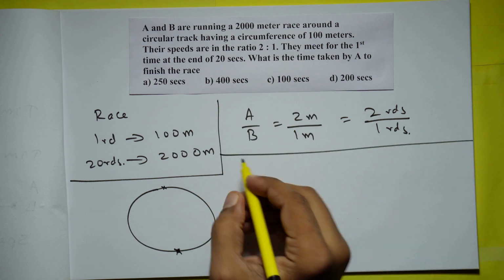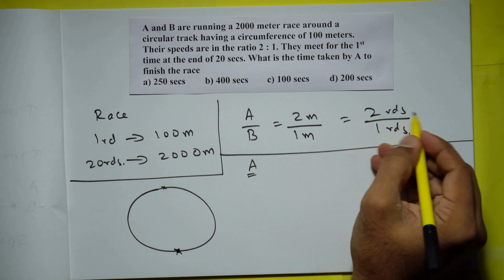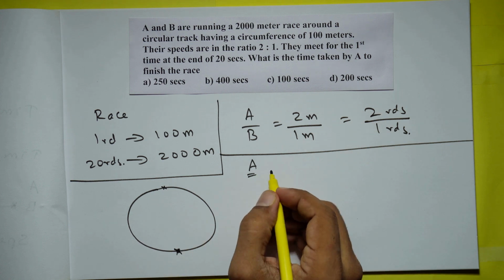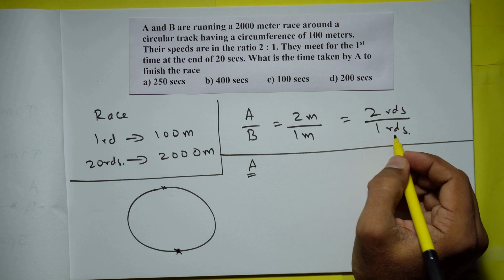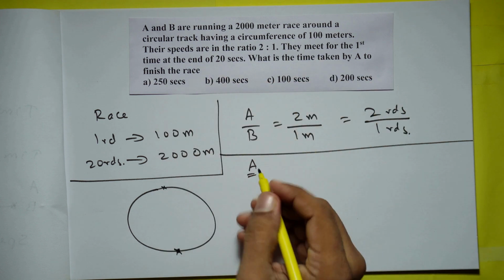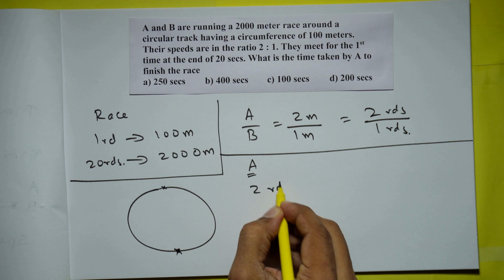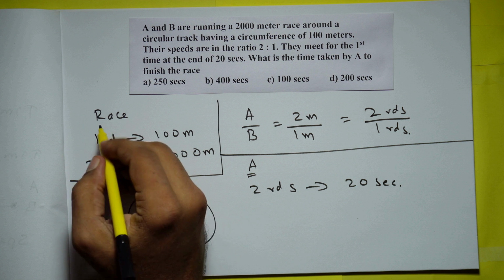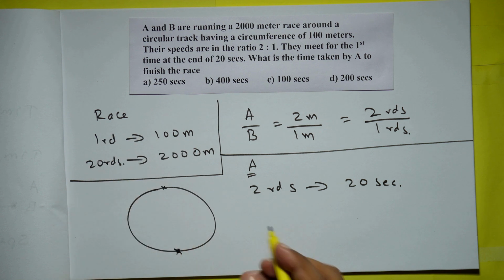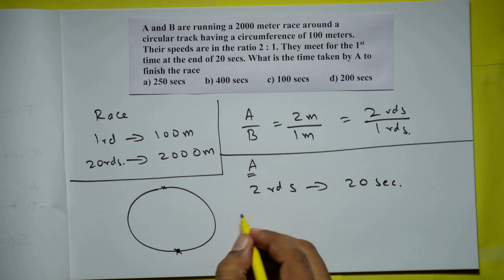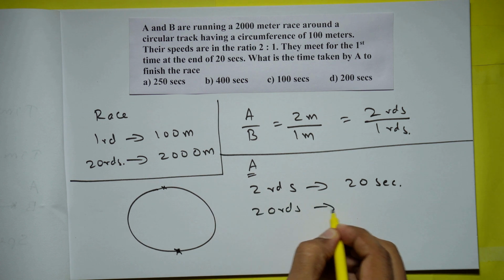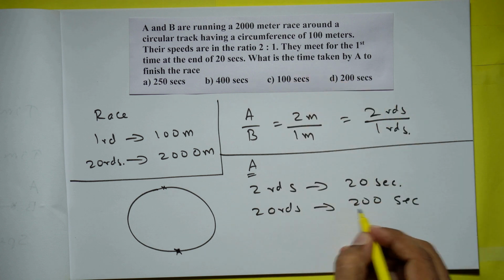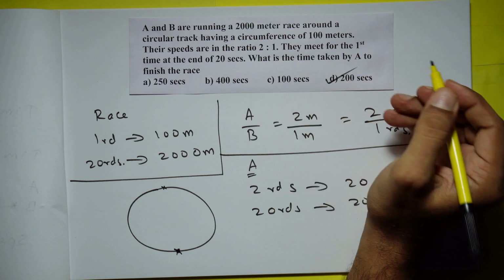So if you just look at A, when A does 2 rounds, B will do 1 round and A will be overtaking B. That is the first instant at which A will be overtaking B, and the time required for that is 20 seconds. So to do 2 rounds, A will require 20 seconds. And the whole race is for 20 rounds. 2 rounds is 20 seconds, so 20 rounds will be 200 seconds. So to complete the race, A will require 200 seconds, option D.